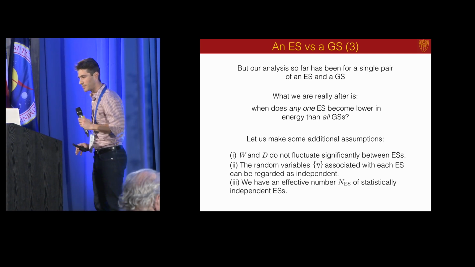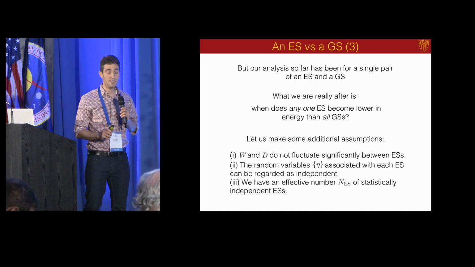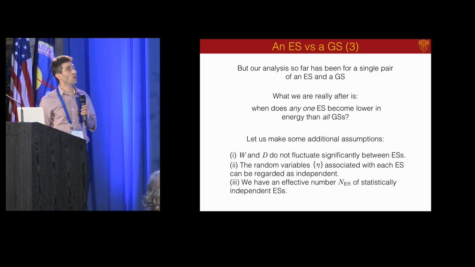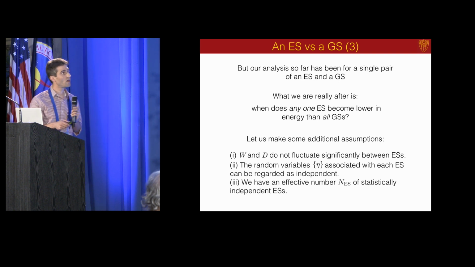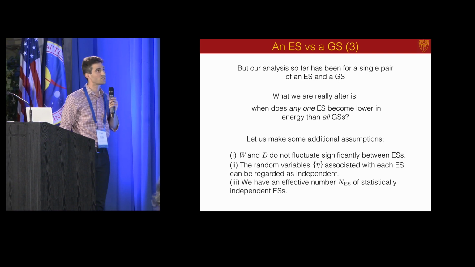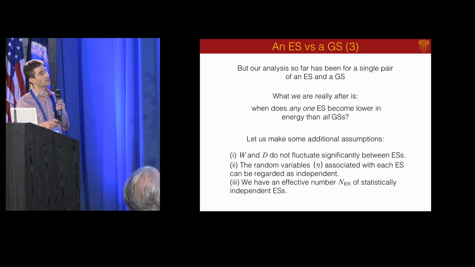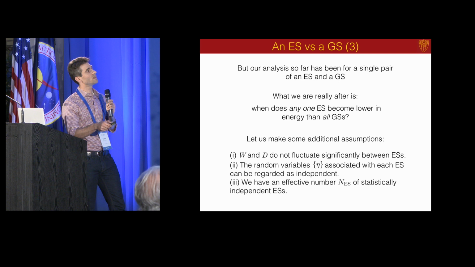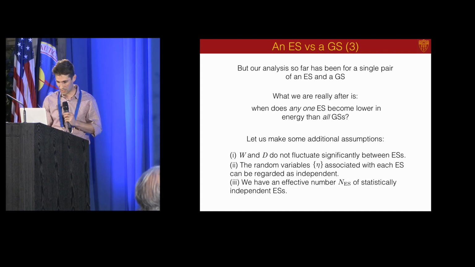So far, what I've talked about is a single ground state and a single excited state. But what we're really after is for a single excited state to become more optimal than all the ground states. So to make progress in answering these questions, we have to make a few additional assumptions. The first one is that we have to assume that the mass and the Hamming distance don't fluctuate significantly between these topologically non-trivial excited states. The random variable eta associated with each excited state we assume to be independent. And we assume that we have, let's say, an effective number n sub es of statistically independent excited states.